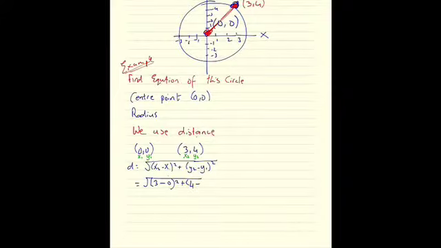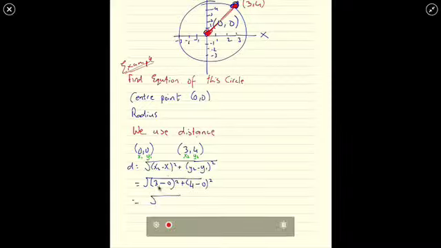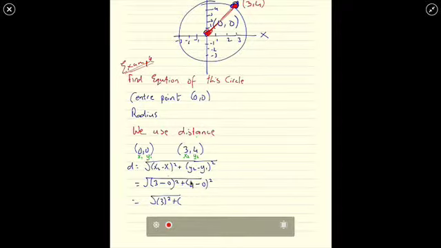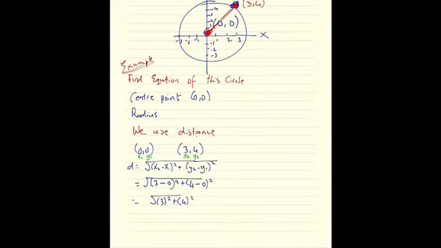Minus y1, which is 0, to be squared, which is equal to the square root of, do inside the bracket first, what's 3 minus 0? 3 squared, plus then you do 4 minus 0, which is 4 squared. What answer did you get for that? Square root of 9 plus 16 is equal to square root of 25. Did you get 5, Amy? Yeah, 5.